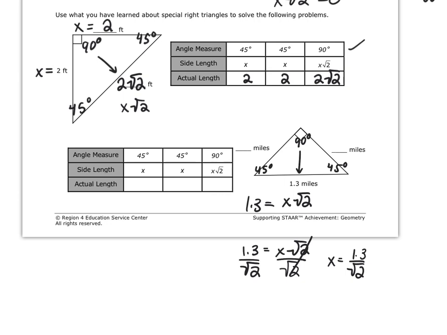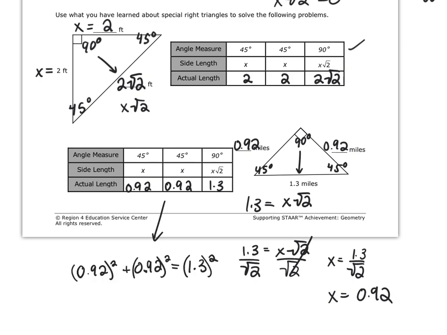Let's type that in our calculators. So my calculator told me that x is going to be equal to 92 hundredths, so I'm just going to write that in here. So I've labeled that for both of the legs of my triangle, and then let me write it in my table as well. And a simple way to check my work here would just be to use the Pythagorean theorem. Let's see if this works. Does a squared plus b squared equal c squared? Check it out in your calculator really quick. Yes, it does. So that suggests that we did this correctly.